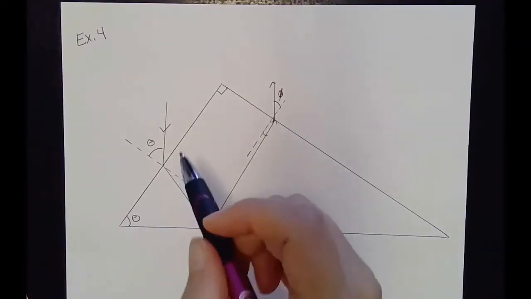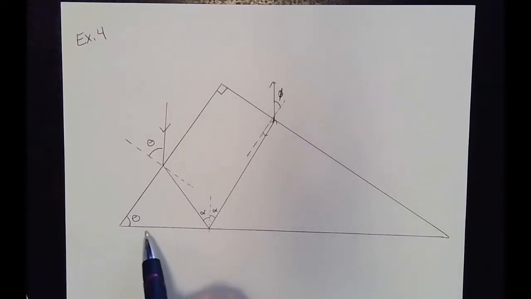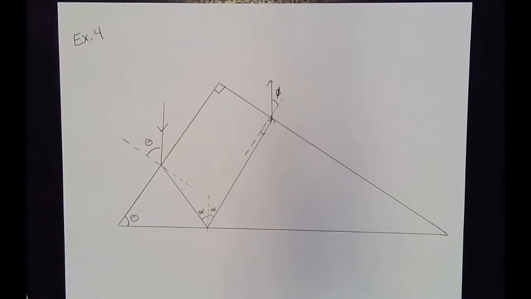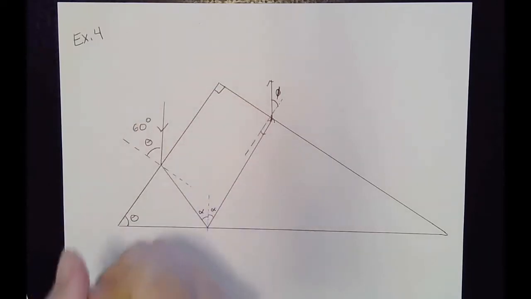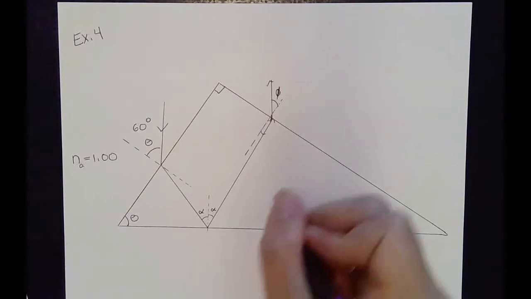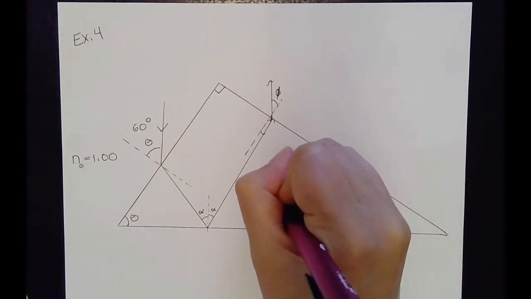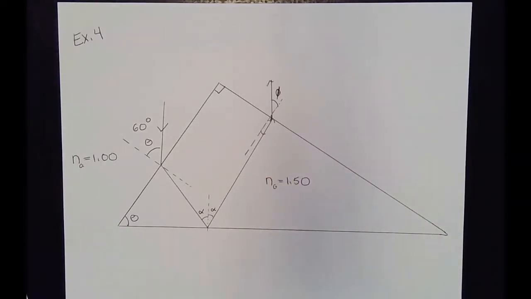Okay, so it looks like this. We have this vertical ray that's incident on this triangular prism, and then this whole surface at the bottom is mirrored. So this question is really about just doing a bit of triangle geometry and then applying Snell's law at each surface. So this is 60 degrees, and we have air out here, so n is 1. And then inside, I'll write it here, n is 1.5 for the prism. I'll call it G. It's probably glass at 1.5.